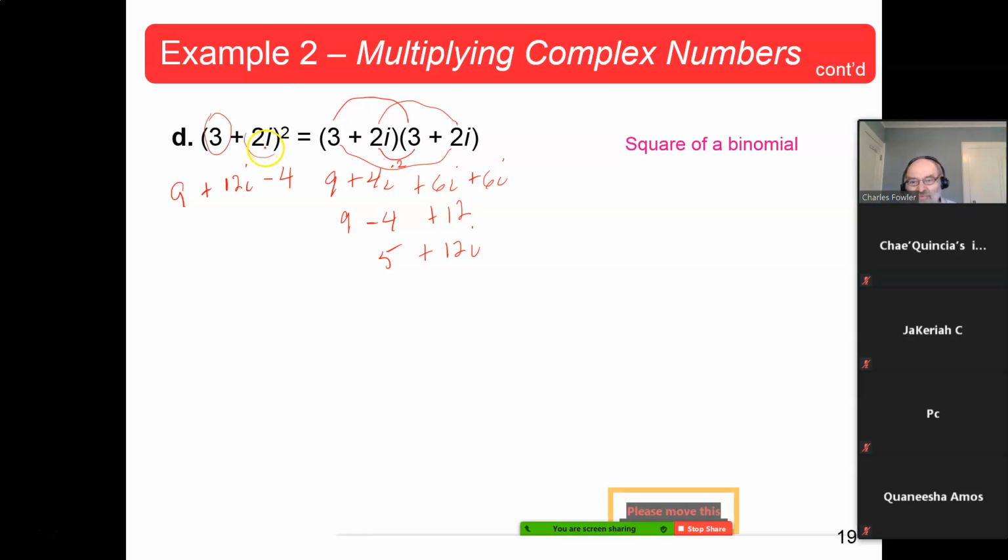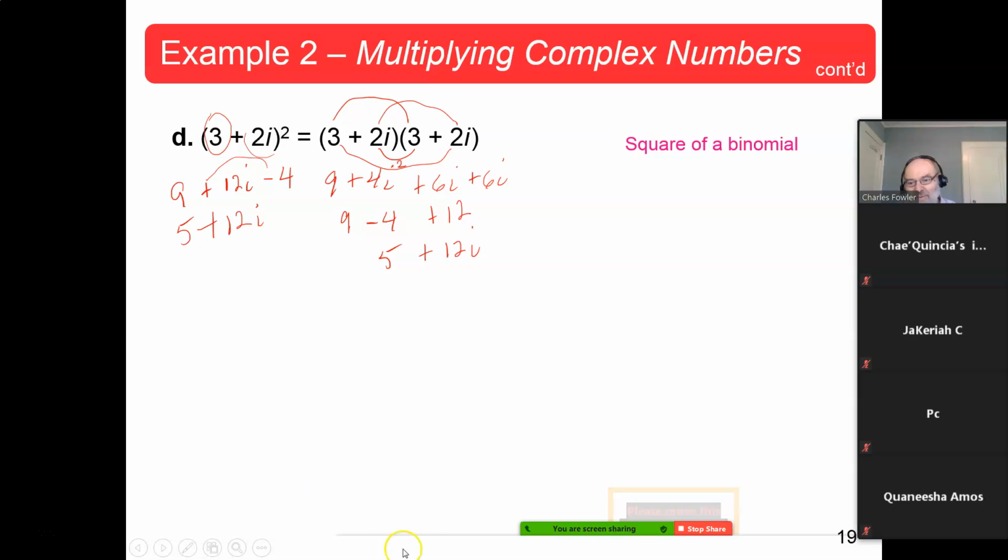Before, when we had just a regular binomial, the last term would always be positive. In complex numbers, that last term is going to be a negative real number. Combine these two together and you get 5 plus 12i. Now that to me is a little awkward. Do it however you want to, but you get the same answer.